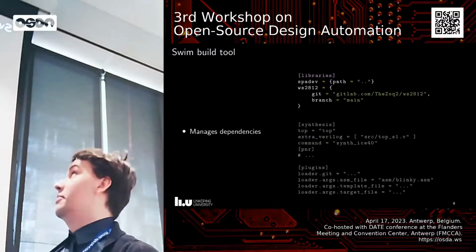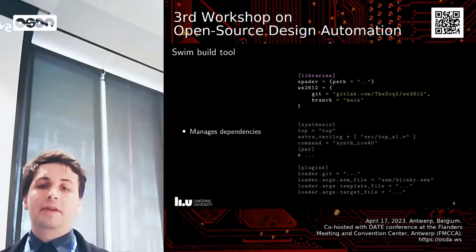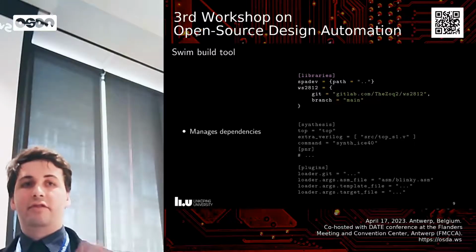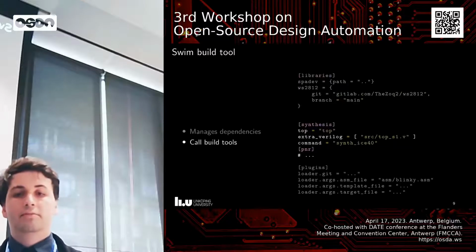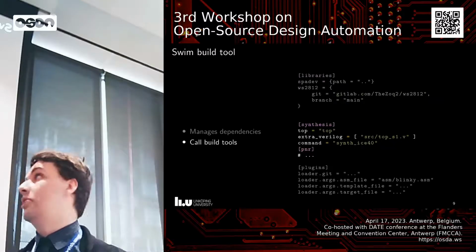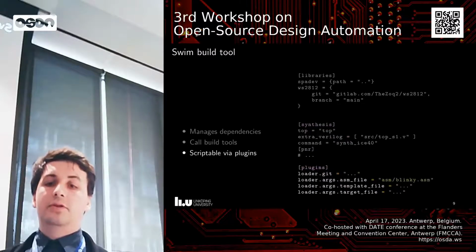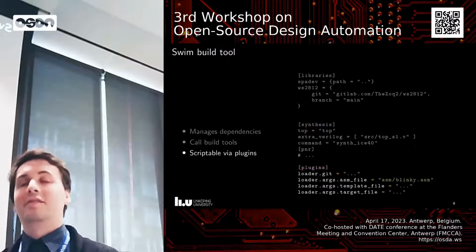And there's a build tool. So it can manage dependencies. Here I say I want a RISC-V implementation from a path and an RGB LED driver from some Git repo. It can call build tools for you, so it uses nextpnr, and it's scriptable via plugins. So this specifies that I want to bring in a plugin that generates a program memory from an assembly file.